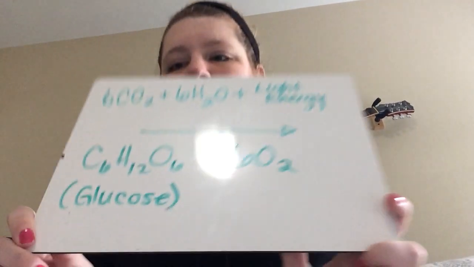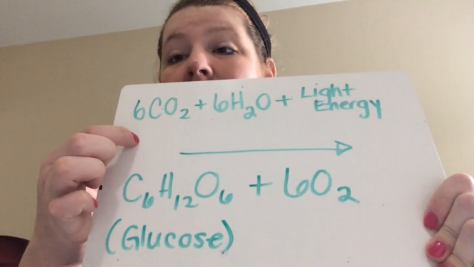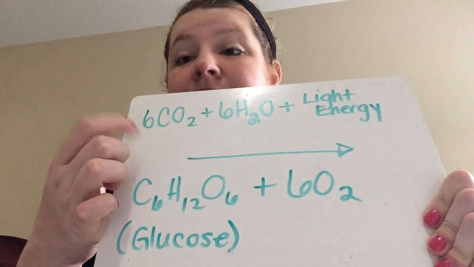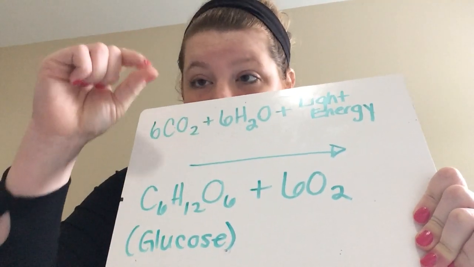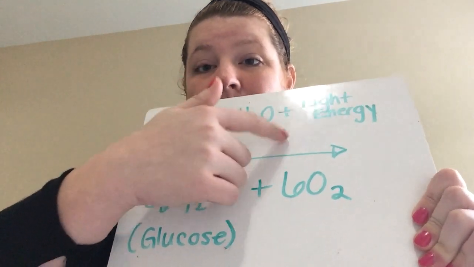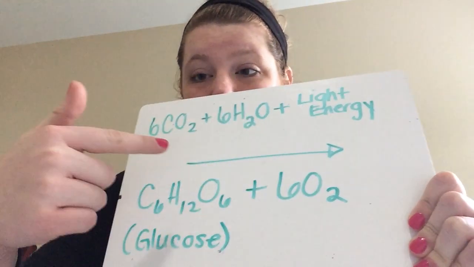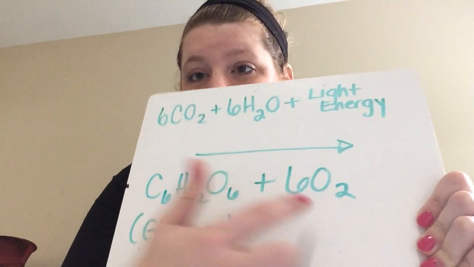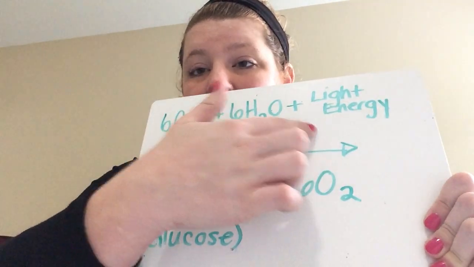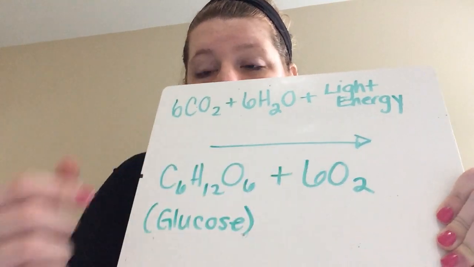All right, so here's the formula. I don't expect you to memorize this, but I expect you to know it. It takes 6 carbon dioxide, CO2s, plus 6 molecules of water, plus light energy, sun's energy, to yield, an arrow always means yield, glucose plus oxygen. So these 3 things put together will push out this waste product, glucose and oxygen.